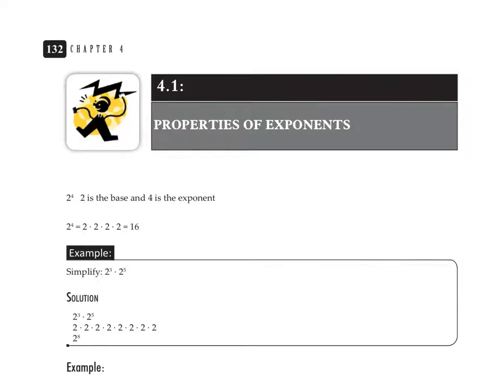Okay, we're in section 4.1 of Al Grosch's book, Developmental Math 2. In this video, we're going to talk about the properties of exponents.